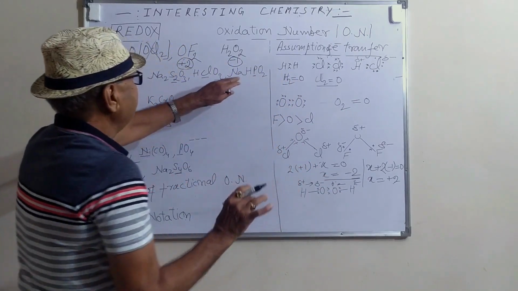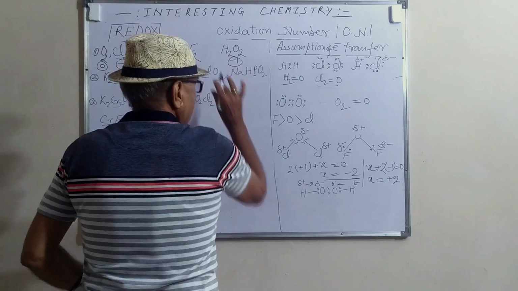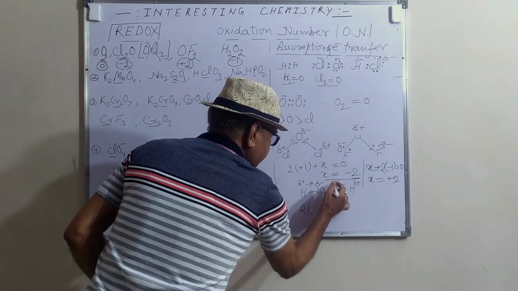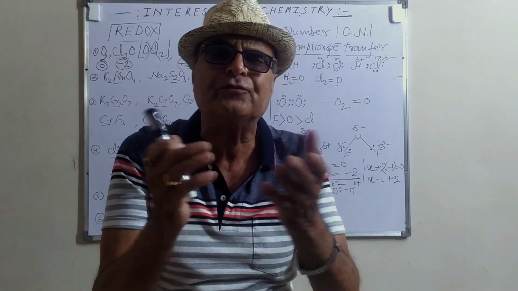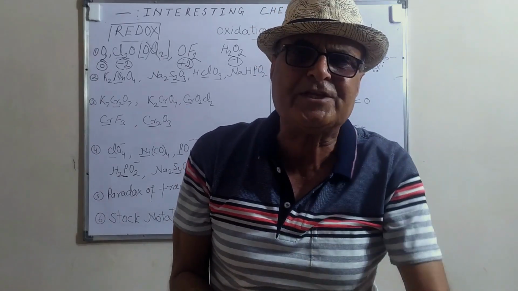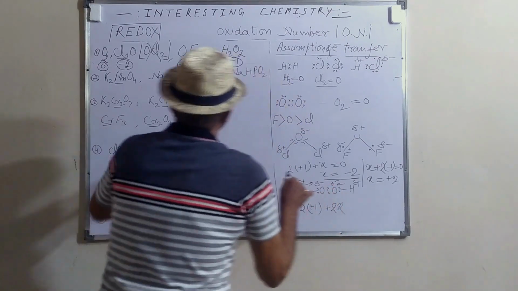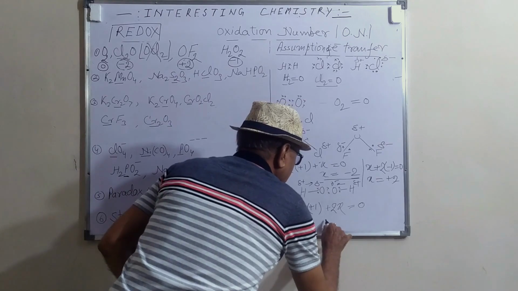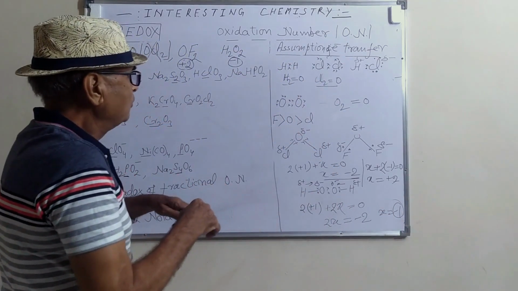In this case, calculate the oxidation number of O in H2O2. First take the two hydrogens. Hydrogen is positive and O is negative, so hydrogen is +1. As I told you previously, except in the hydrides of the first or second group, such as NaH, the oxidation number of hydrogen is always +1. So 2 into +1 plus 2x for the two oxygen atoms is equal to 0. So 2x is equal to -2 and x is equal to -1.